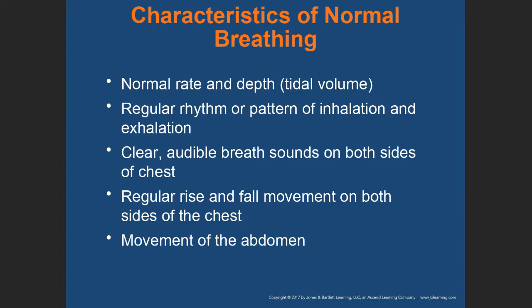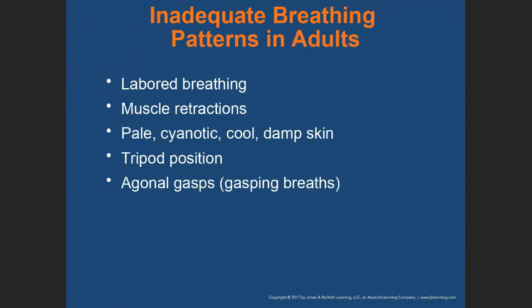will be using muscles. You're going to visibly see muscle use. We call it accessory muscle use, right? So you're going to start to see the muscles in the neck being used or pulled in between the bones. You can see it in the rib cage as well, right? Muscle retraction. All right, good. So understanding is there. So inadequate breathing pattern in adults, you're looking for labored breathing.